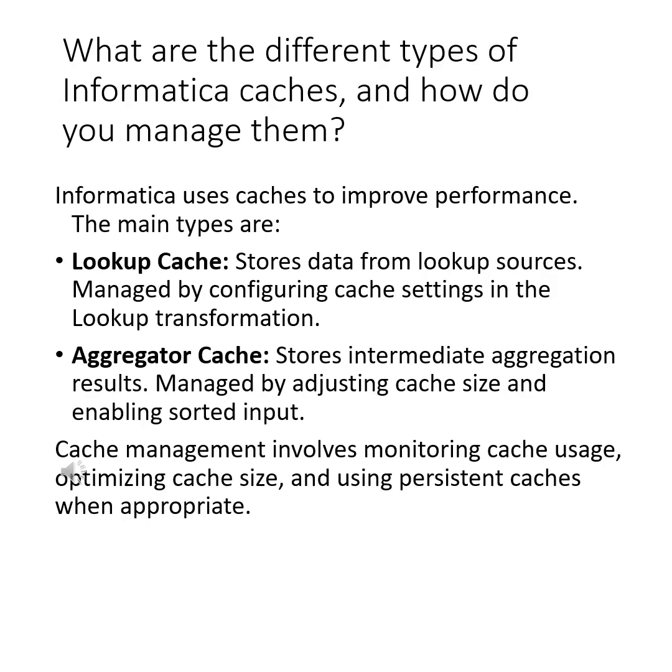What are the different types of Informatica caches and how do you manage them? Informatica uses caches to improve performance. The main types are lookup cache and aggregator cache. Lookup cache stores data from lookup sources, managed by configuring cache settings in the lookup transformation. Aggregator cache stores intermediate aggregation results, managed by adjusting cache size and enabling sorted input.